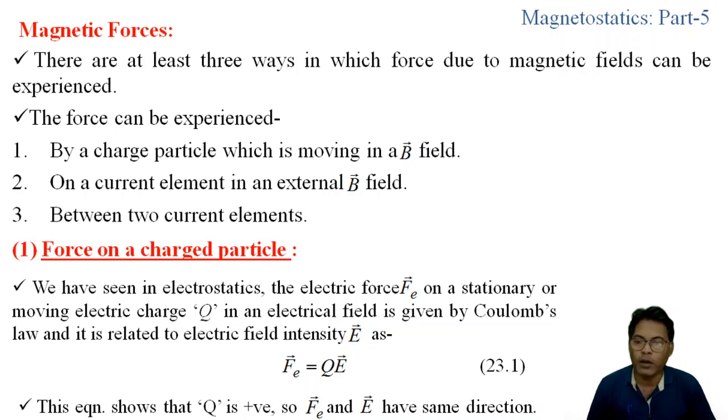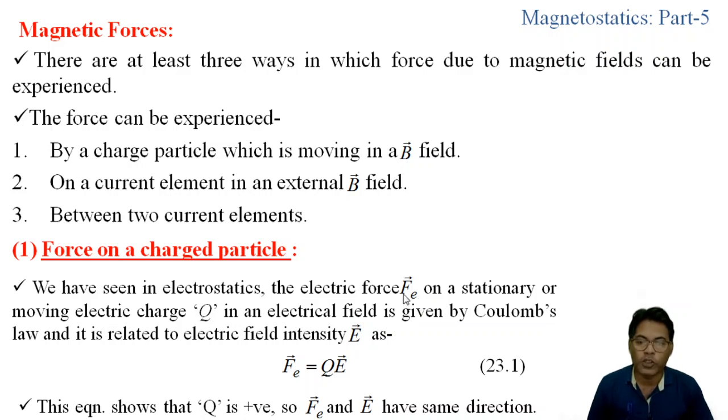So one by one we are going to elaborate these three points, that is point 1, 2, 3. Now the first point is the force on a charged particle. Again we are going to take the reference from the electrostatic. In electrostatic we have seen the electric force Fe. Here the subscript E represents the electrostatic field.